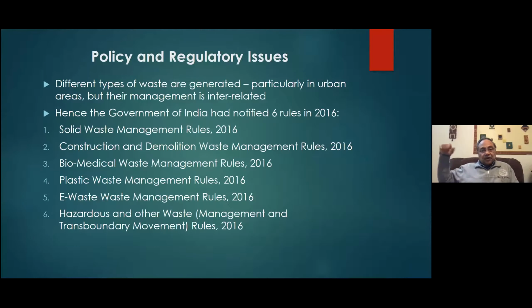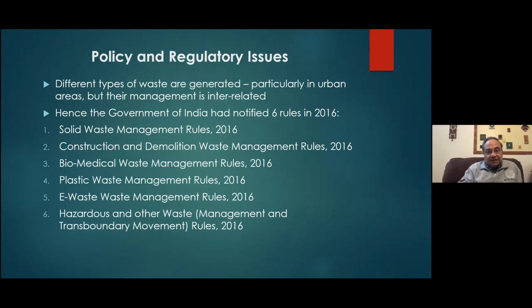Now we come to the policy and regulatory issues in India. What drives a waste management system? Government policy, regulations and rules are one of the main drivers of a waste management system in a country. We would all know that in an urban area, different types of waste are generated, but their management is interrelated. You can take any example.